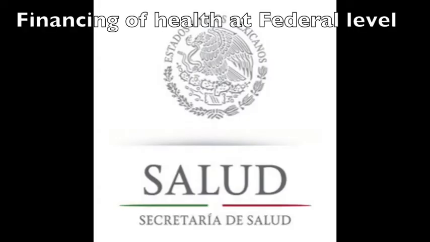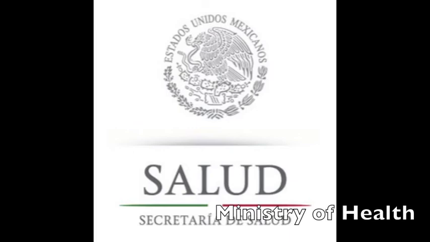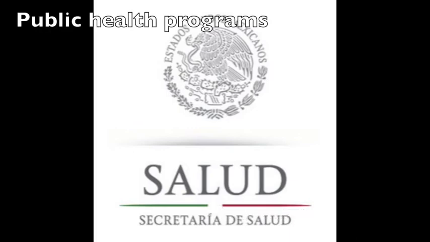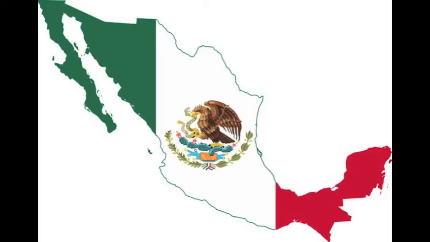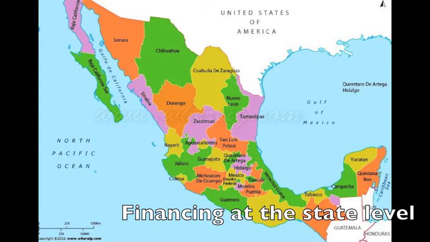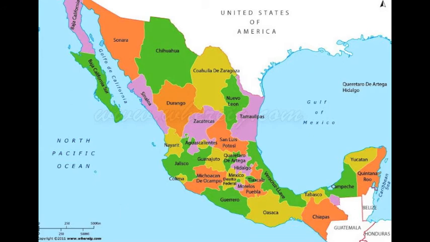Financing of health at the federal level, or the Ministry of Health, includes a budget that covers resources for public health programs, the Social Protection and Health, Seguro Popular, the IMSS, National Health Insurance Institutes, and any other large hospitals run by the federal government. Financing of health at the state level includes health allocation to the states via FASSA. The amount is determined by the Ministry of Finance and Public Debt under terms established in the Fiscal Coordination Law.